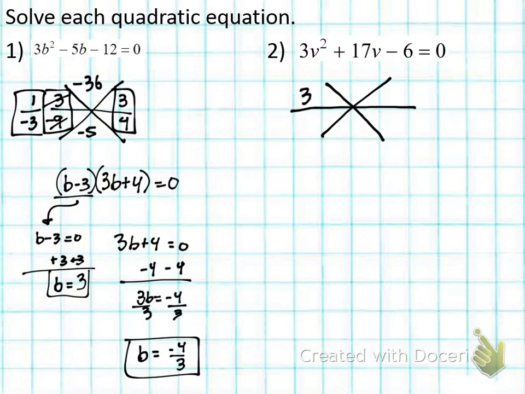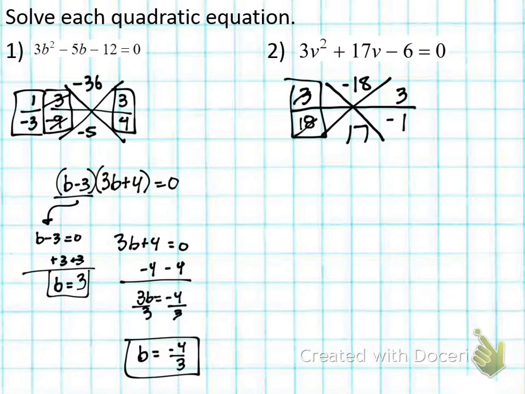You have 3 and 3. 3 times negative 6 is negative 18, but that adds up to 17. What multiplies to be negative 18 but adds up to positive 17? Nope. Positive 18 and negative 1, right?